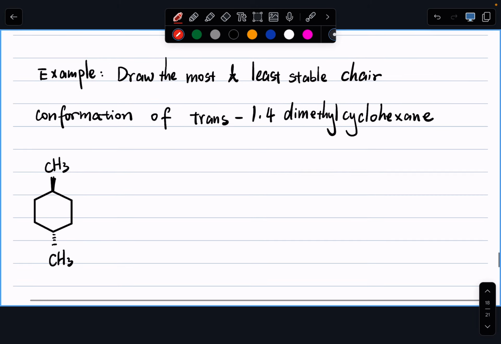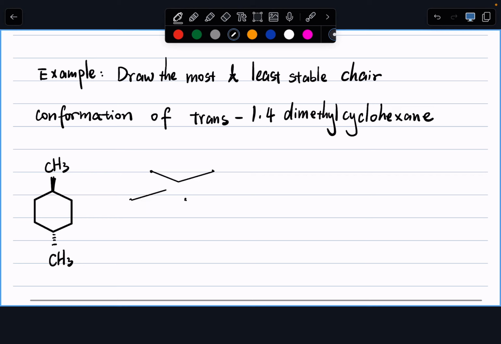One of the things we can ask you to do is, can you draw the most and least stable chair conformation of your trans 1,4-dimethyl cyclohexane? All right, so this is as much as nomenclature goes. If I tell you this is a 1,4 trans dimethyl cyclohexane, you know what kind of molecule to draw on paper. And what are the chair conformations that we want? So let's start from here.